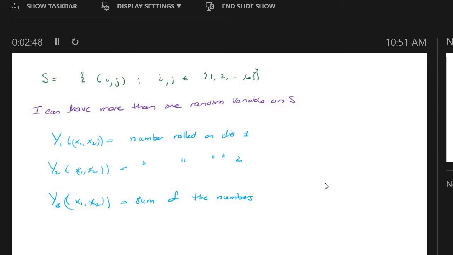So it's multidimensional. You could project onto one axis. So you could say, look, I just want the number that's rolled on die number 1. I just want the number rolled on die number 2. Or I could have the sum of the numbers, or I could have the product of the numbers. So what about this one? Can I have that is exactly equal to this ordered pair?